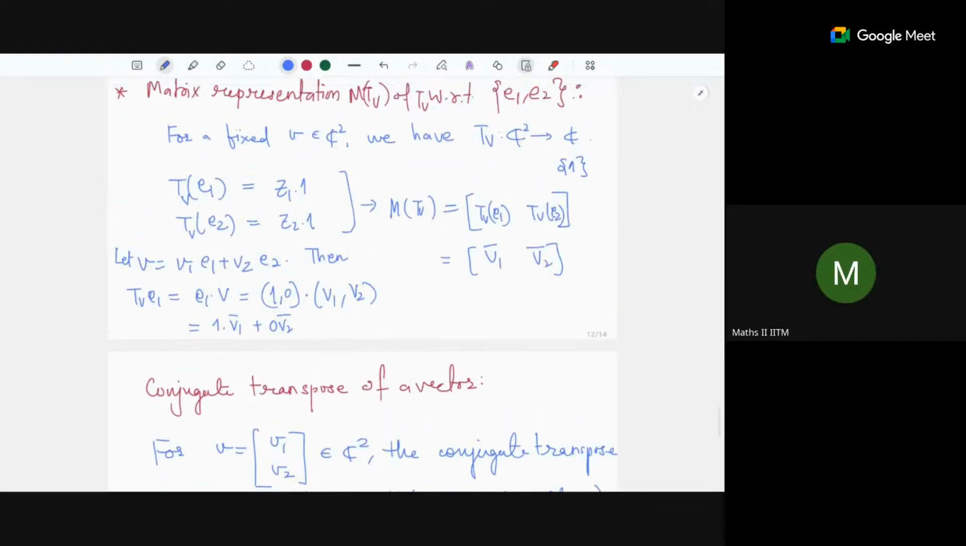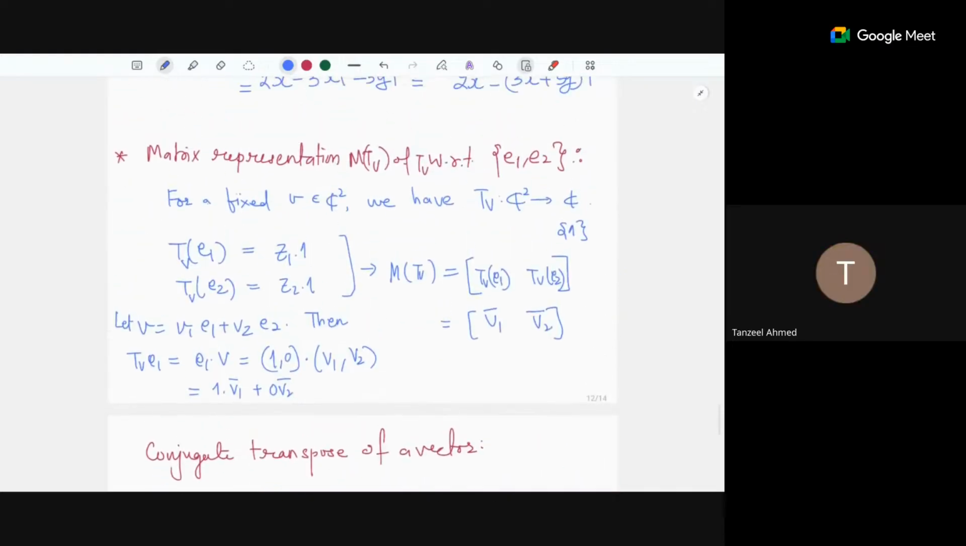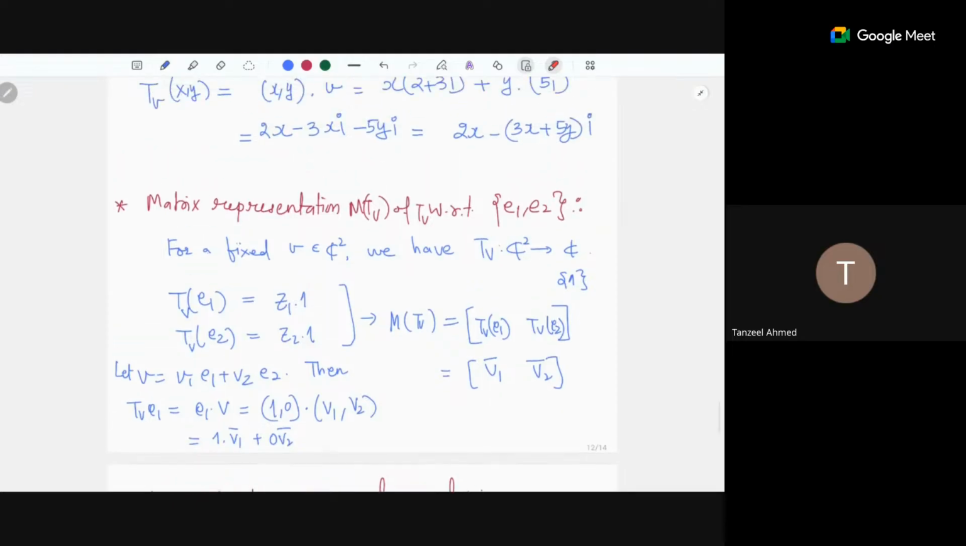Excuse me. There is some difference in the way we wrote T_v(e1) above and T_v(e1) below. I'm having trouble with that, sorry. In the upper part we wrote T_v(e1) is z1 times 1, that's on the codomain side. The reason we took 1 was because it's one-dimensional on the codomain side.